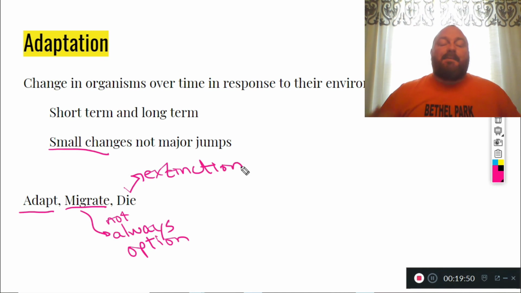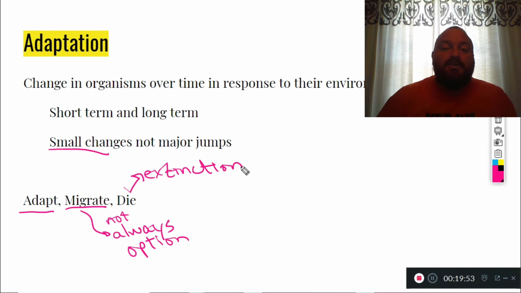And that's why the anthropogenic changes that we're causing are so problematic, because we're making them happen so quickly that the organisms aren't having enough time to either migrate or adapt. They're just going extinct instead. And that's why they think we're in the midst of our sixth mass extinction right now.